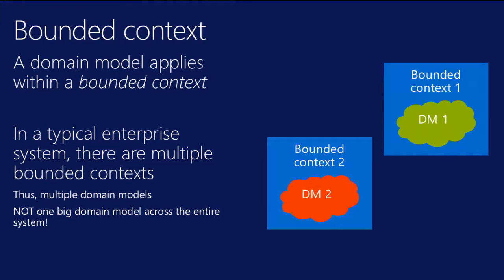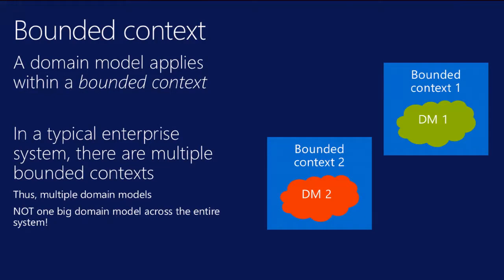So one bounded context could be about ordering, and another bounded context about inventory. And if you look at the domain models for ordering and inventory, they will not be the same. So instead of trying to create a domain model that spans the entire domain and the entire enterprise, which most likely will result in a failure, you recognize that there are multiple bounded contexts, and you create specialized domain models for these contexts.